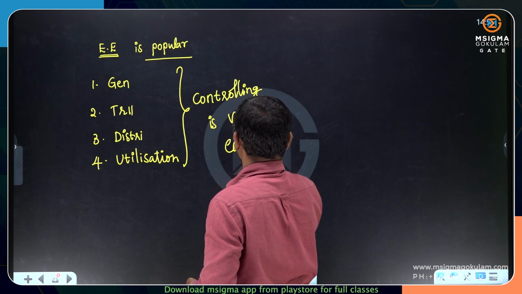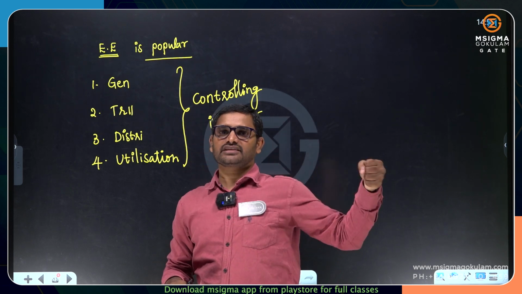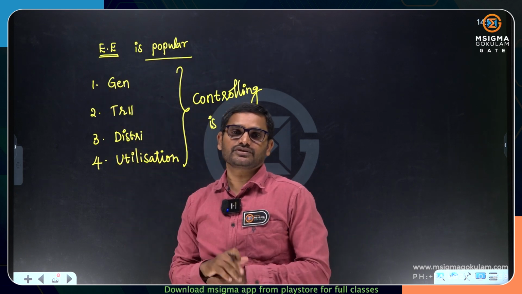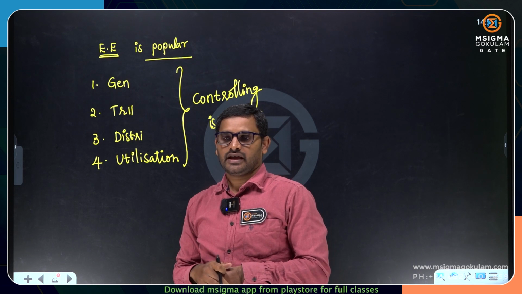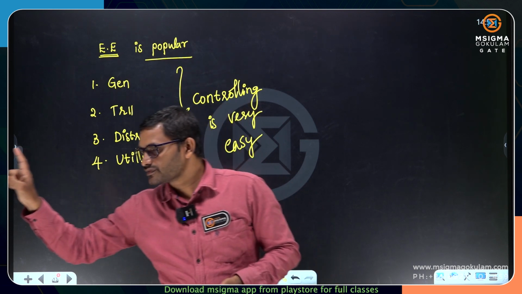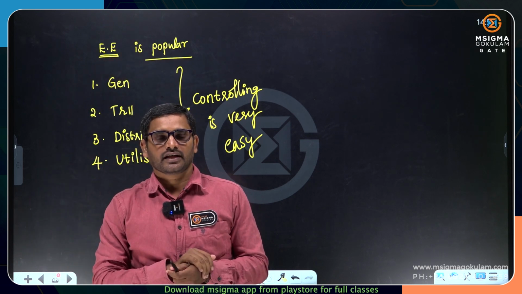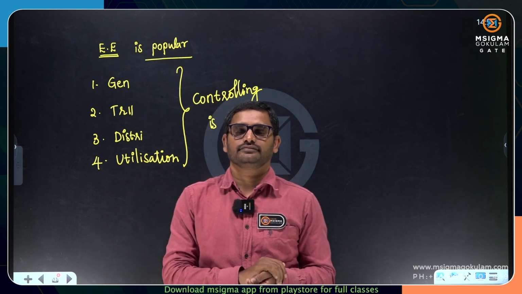Controlling is very easy, I can say. How? Just by closing the isolator and opening the isolator, you can disconnect or connect the transmission line with respect to the generator, even with respect to distribution lines also. At the utilization point, you just switch on, switch off. You can stop the light, you can switch on the light. The switching off and switching on process is very easy.